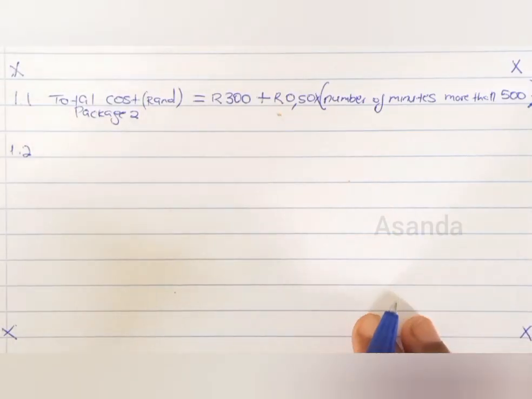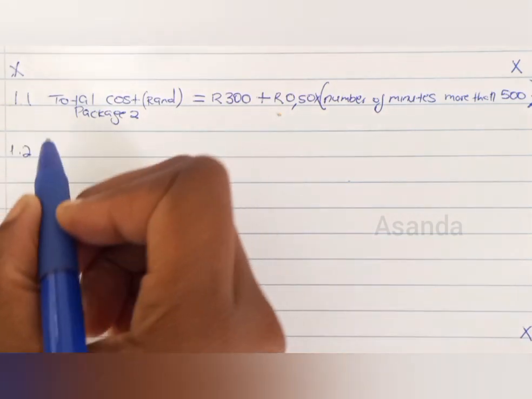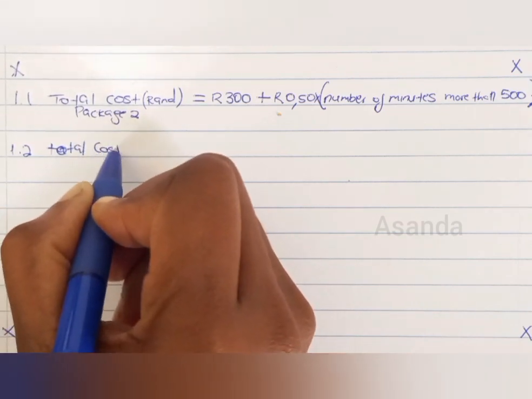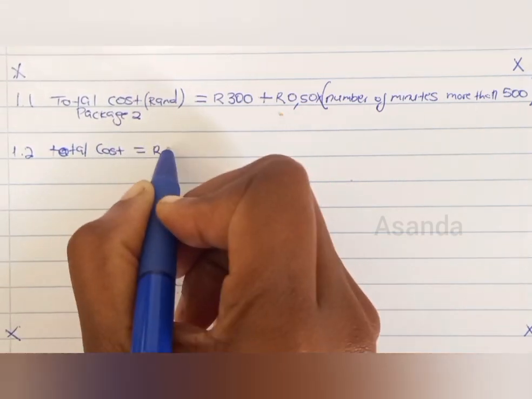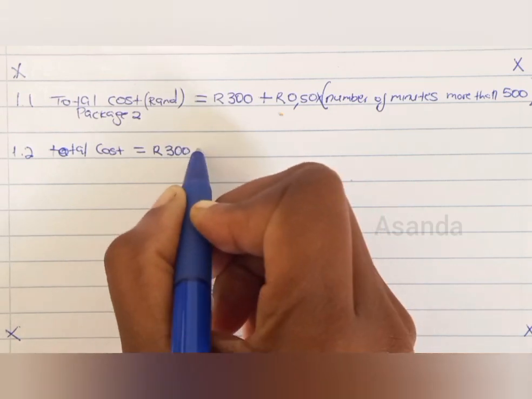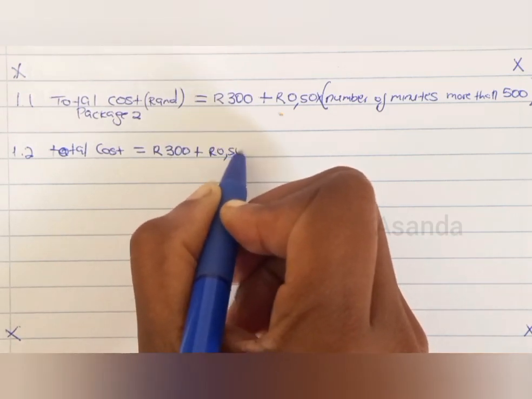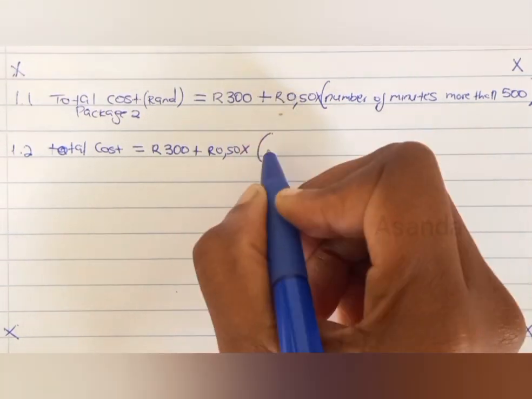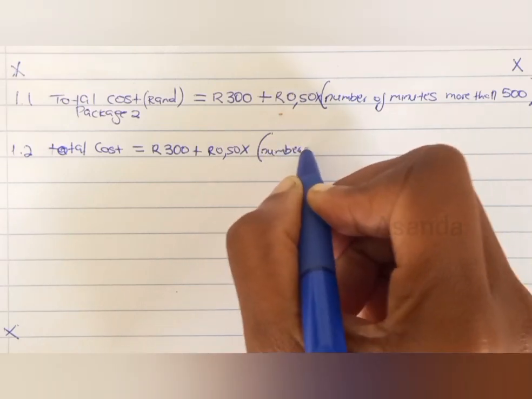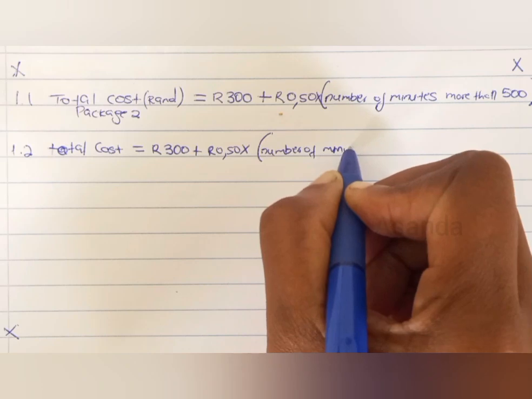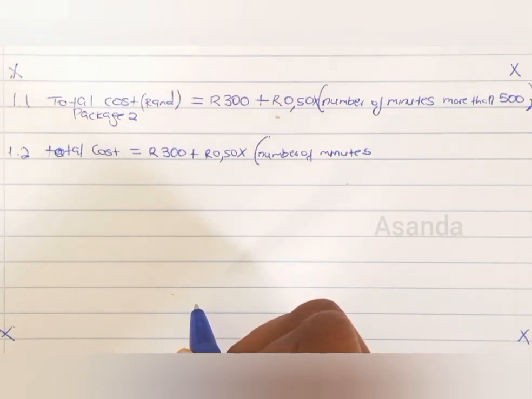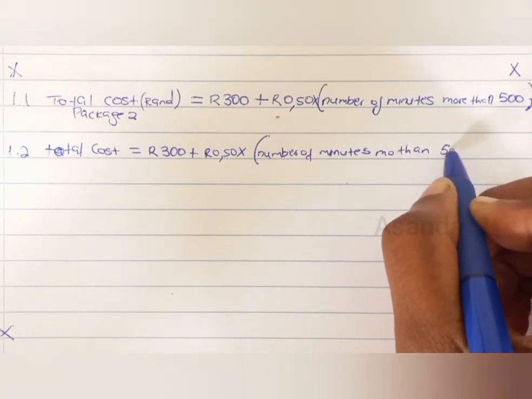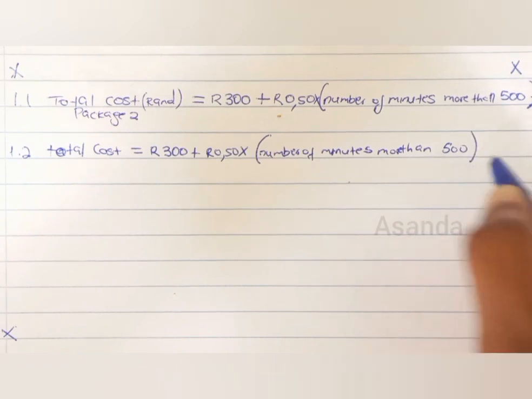So whenever I'm doing calculations, first I'm going to copy the formula that I'm going to use. Total cost is equal to, we're using package 2, which means the rent is 300 plus the 50 cents, which is per call per minute, multiplied by the formula, which says number of minutes. This is where I'm going to substitute my 510, more than 500, right?